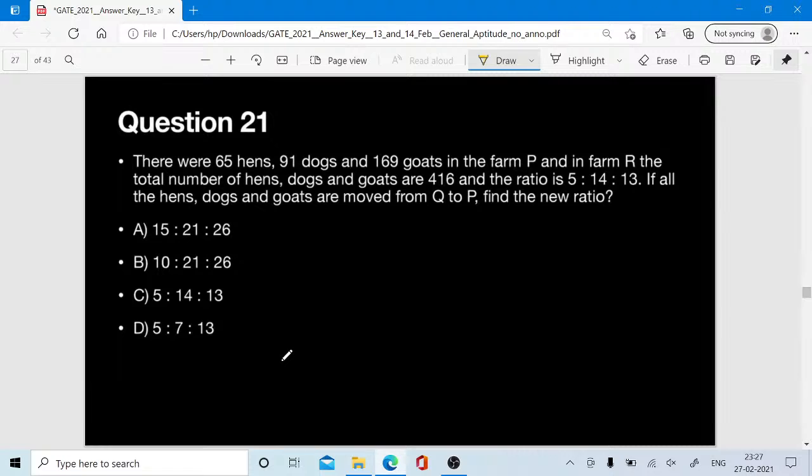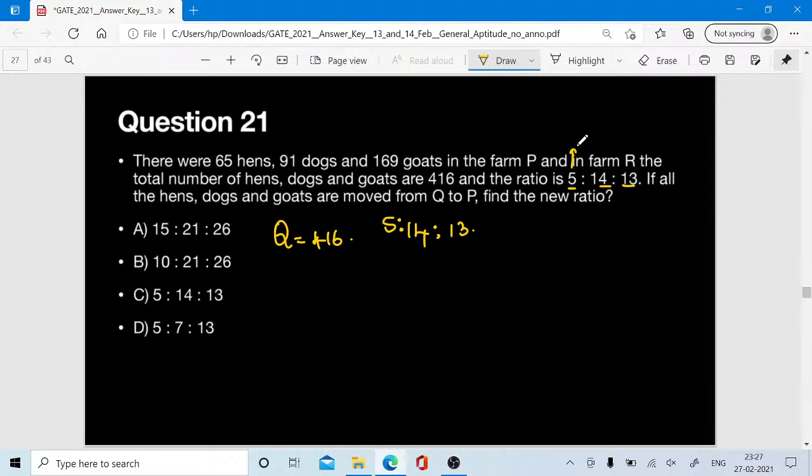So tell me, what is the answer here, people? 65 hens, 91 dogs and 169 goats are in farm P and in farm R. The total number of hens, dogs and goats are 416 and the ratio is 5:14:13. So I already know the value of Q, which is 416, and the ratio is given as 5:14:13.